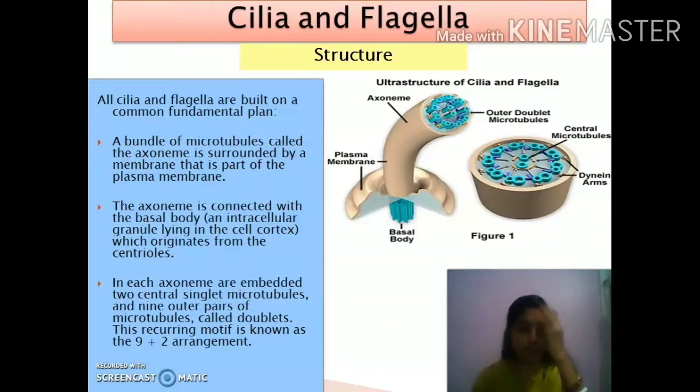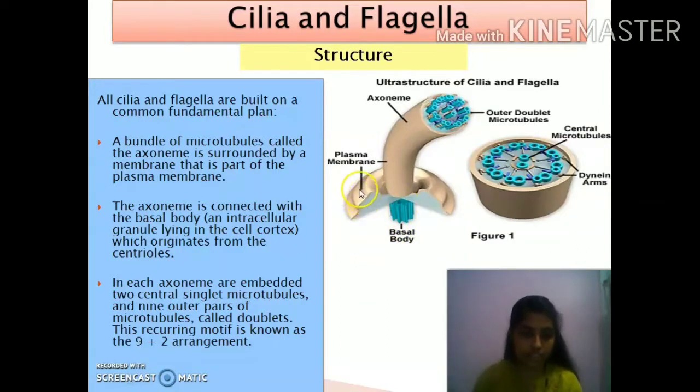Am I clear to all of you? So a bundle of microtubules forms a bundle, right? This is called the axoneme. The axoneme is surrounded by a membrane that is a part of the plasma membrane. That is, the axoneme is surrounded by a membrane which originated from the plasma membrane.